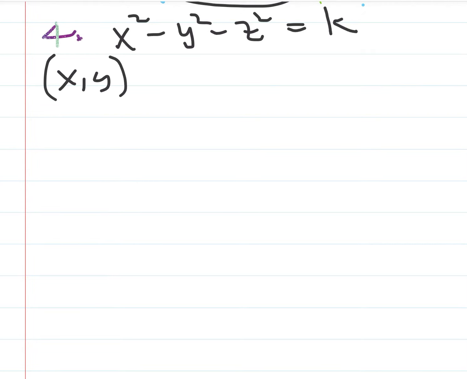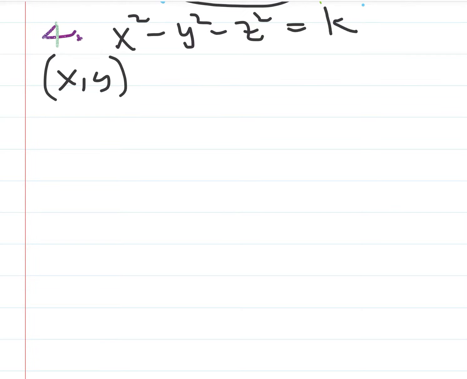This is example 4. In example 4, let's look at a general equation where we have x squared minus y squared minus z squared equal to some constant. This time I'm going to call the constant k. So we'll do this one quickly. You can see that in the xy system, we have x squared minus y squared equal to k.